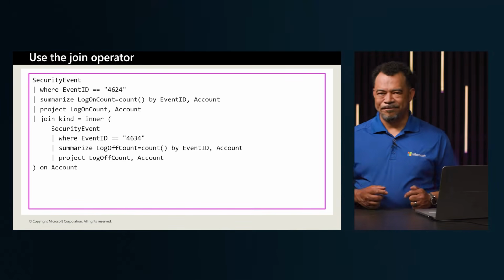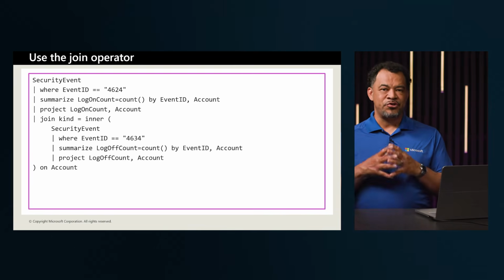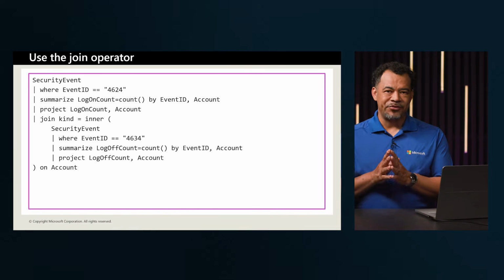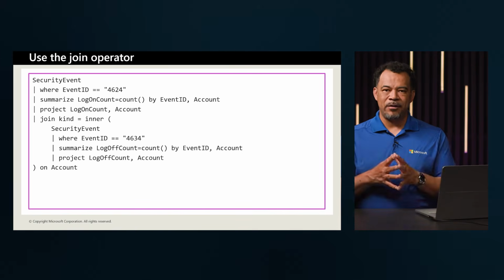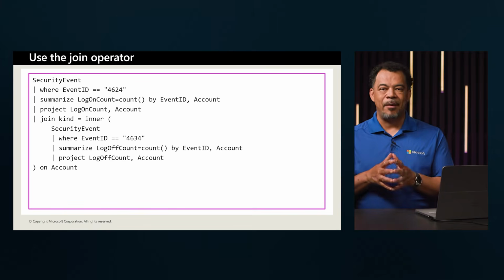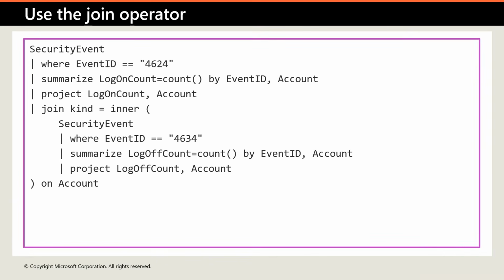The join operation. With this, the two datasets are joined using an inner join on the account field. This means only accounts that have both logon and logoff events will appear in the final result. So what's the final output? The result shows each account along with how many times they've logged on and logged off, which is useful for identifying session activity or spotting maybe anomalies, like accounts that log on but never log off.